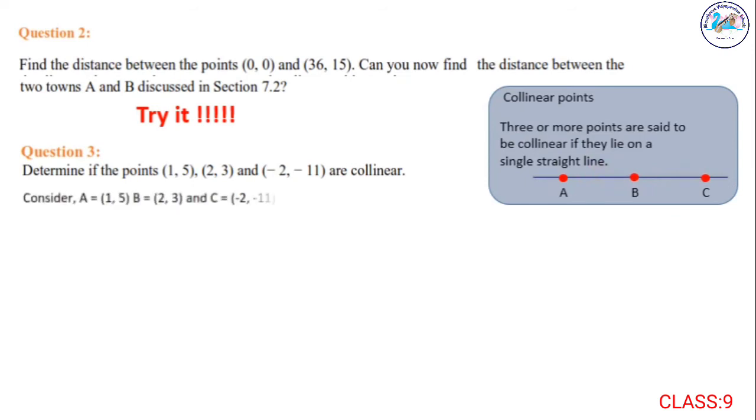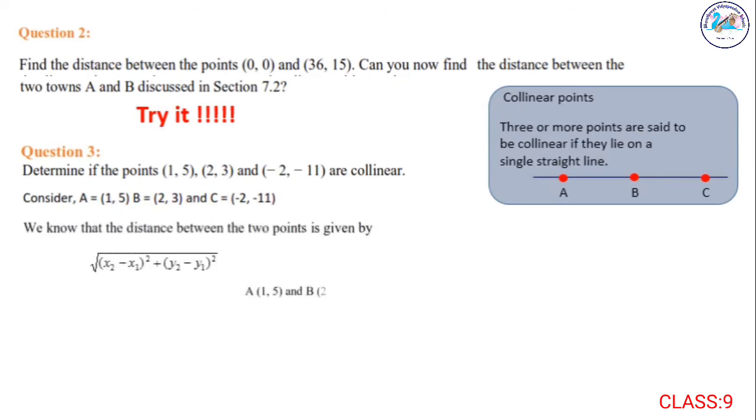First of all, we consider the given points A (1, 5), B (2, 3) and C (-2, -11). So we write the distance formula: the square root of (x2 minus x1) the whole square plus (y2 minus y1) the whole square. First we take points A and B, that is (1, 5) and (2, 3). So x1 is equal to 1, y1 is equal to 5, then x2 is equal to 2, y2 is equal to 3.